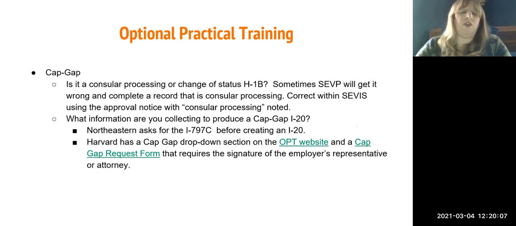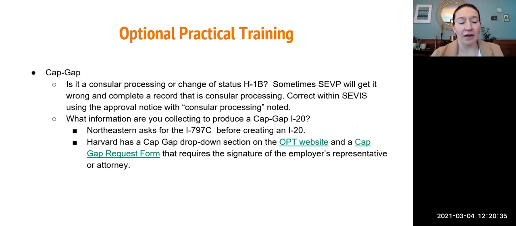And there's some issues with CAP-GAP. Students obviously really jump at the chance to request a CAP-GAP I-20. So we talked a little bit about some differences between our institutions for what we request from a student. At Northeastern, we asked to see the 797C before we will attempt to make a CAP-GAP I-20. What do you guys do at Harvard, Elizabeth? We have a specific CAP-GAP request form that we require students to submit to our office. And that form does also request the approval notice so that we can take a look at it.